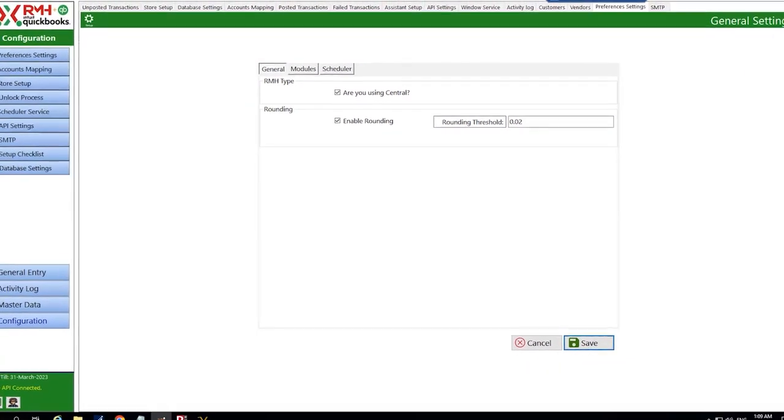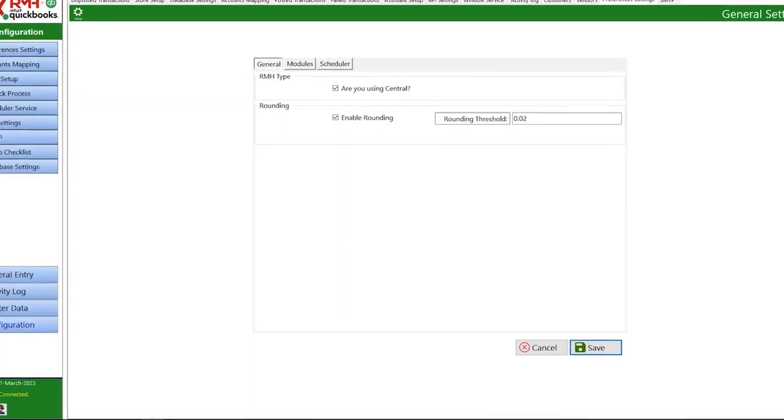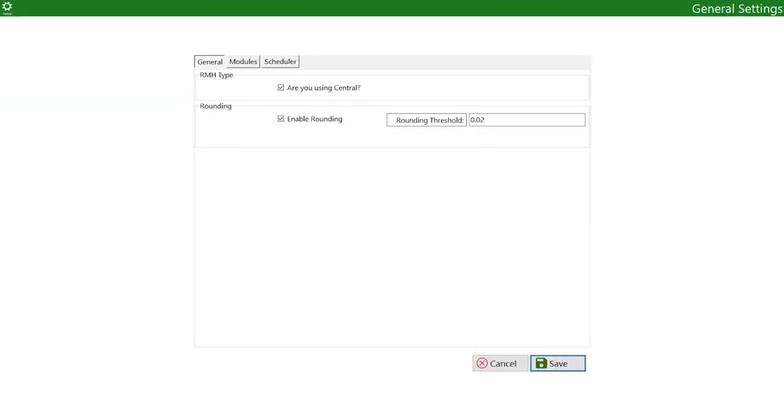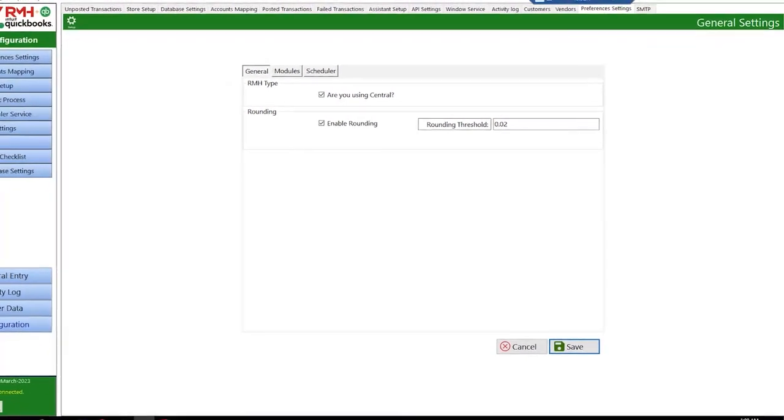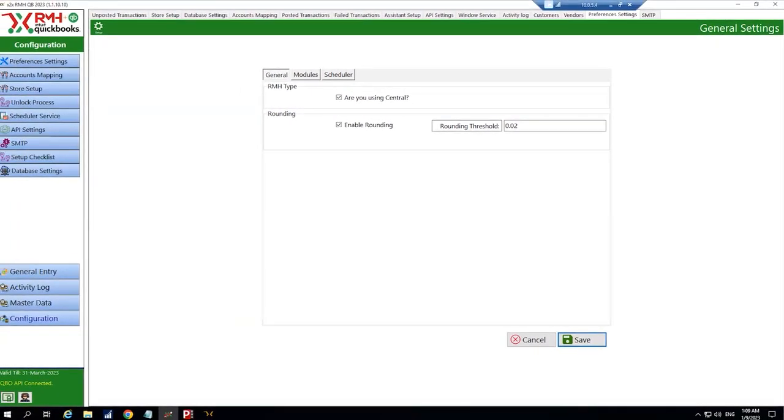The system allows you to define a threshold to send the difference to the rounding account, if the difference is within the threshold limits. If the difference is more than the defined threshold, the system will allow the user to insert an extra line to balance the journal entry.